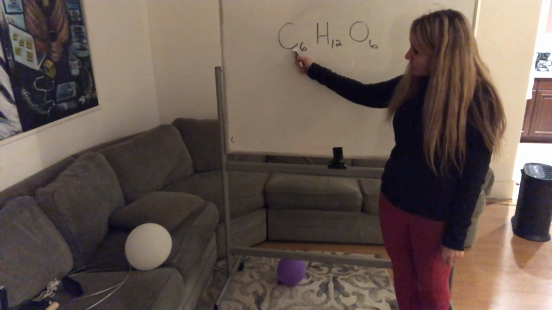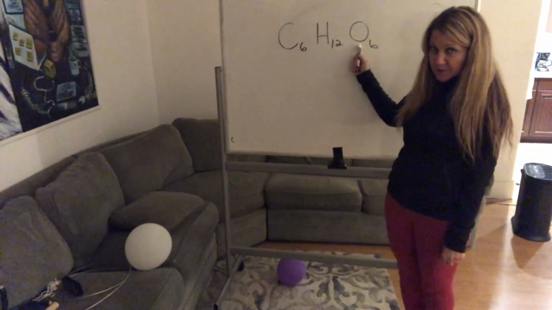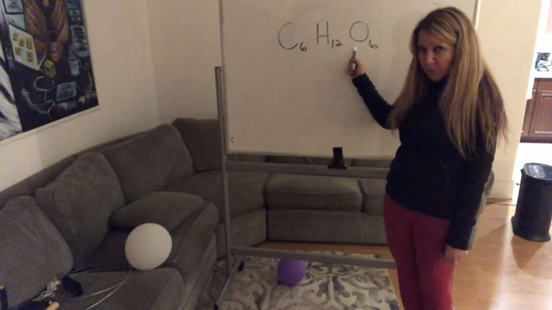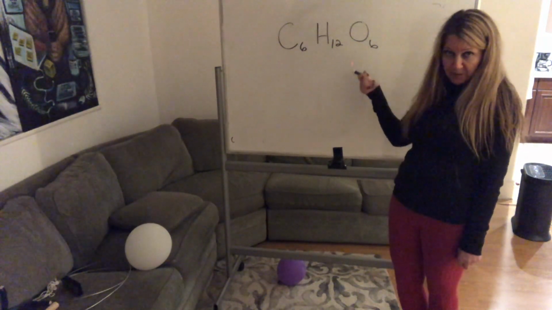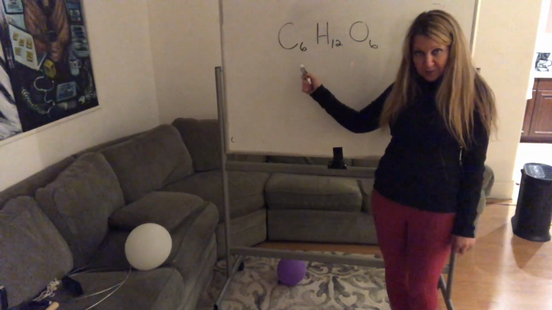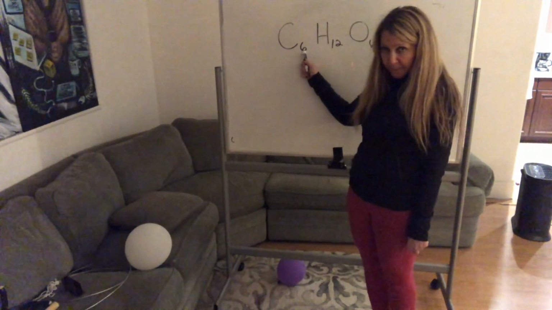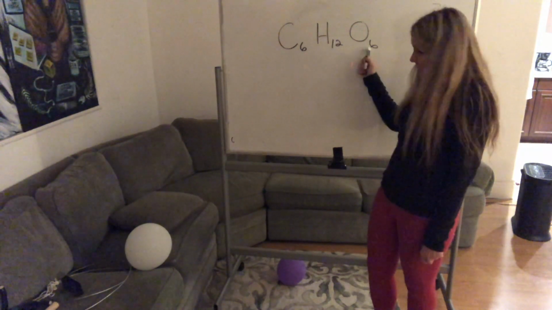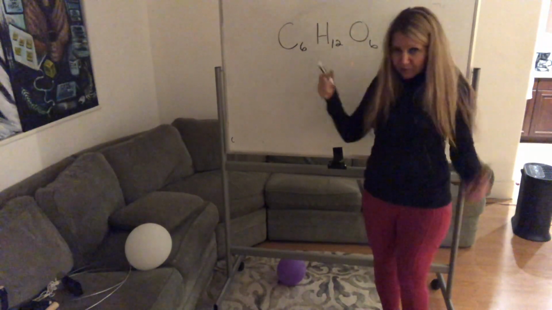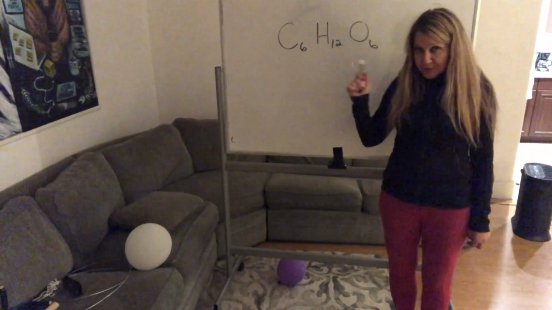The chemical symbol for carbon is C, the chemical symbol for hydrogen is H, the chemical symbol for oxygen is O. So we have carbon, hydrogen, and oxygen. We can tell what elements are present using the chemical symbols from the periodic table. We can also tell how many atoms of each are present by looking at the subscript. So here we have 6 carbons, 12 hydrogens, 6 oxygens. For every molecule of glucose, we have 6 carbons, 12 hydrogens, and 6 oxygens.